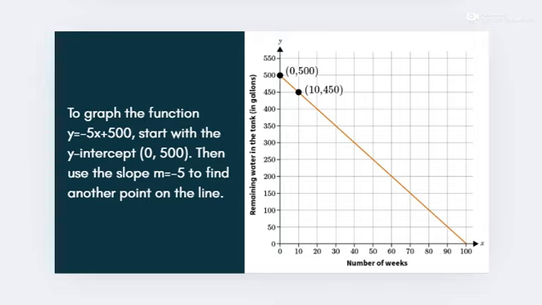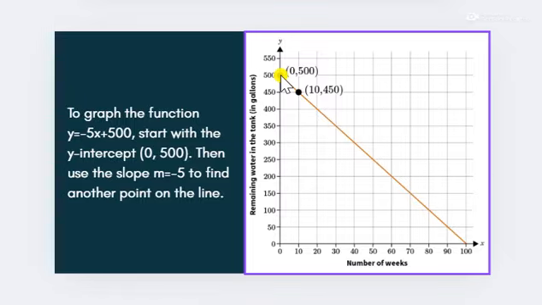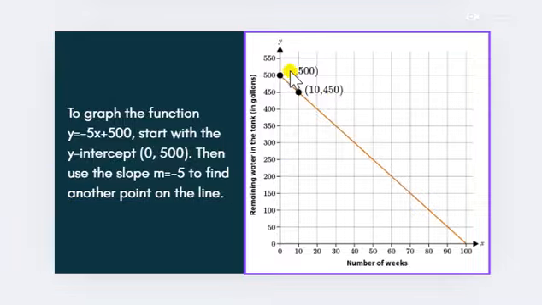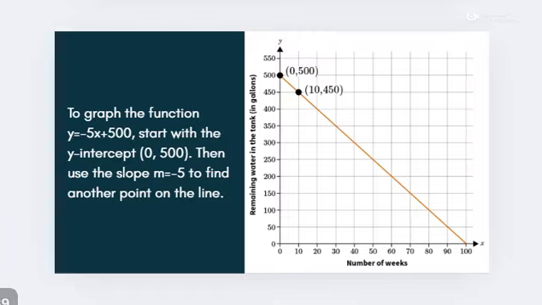To graph the function y equals negative 5x plus 500, start with the y-intercept of (0, 500), then use the slope m equals negative 5 to find another point on the line. So what they did was they went over 5, 1, 2, 3, 4, 5, and down 1, then over 5, down 1, over 5, down 1, over 5, down 1. Okay? That's how you do a negative slope. Normally you would go over, up for positive.